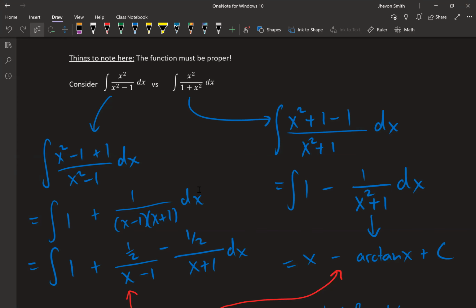No, the signs are right. I just double checked it. Use the cover up method with your finger on the screen and you'll see that it's right. When you cover up the x minus 1 and plug in x equals 1, you would actually get a positive a half. And if you cover up the x plus 1 and plug in x equals minus 1, you get negative a half. So the signs are right here.